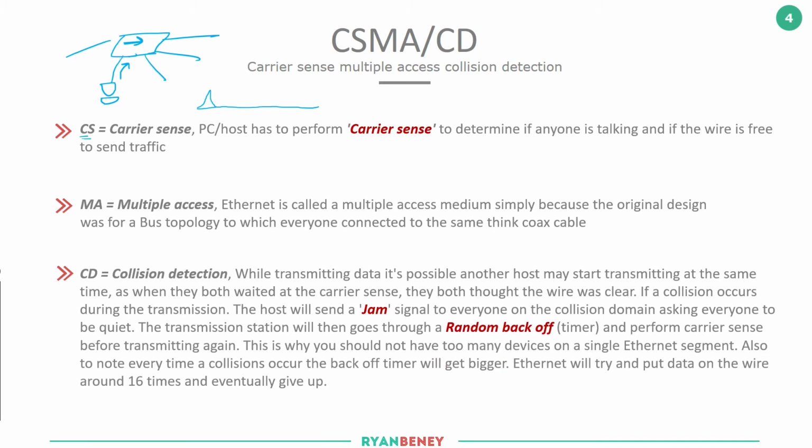Lastly is collision detection. So the CD stands for collision detection. While a device is actually transmitting data onto the wire, it's possible that another host may also start transmitting. And the reason for that is because both of them were in the carrier sense phase at the same time. So they both looked at the wire, saw no one was sending, and started to send data because they both thought the wire was clear.